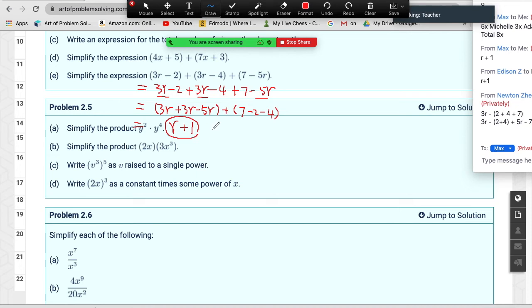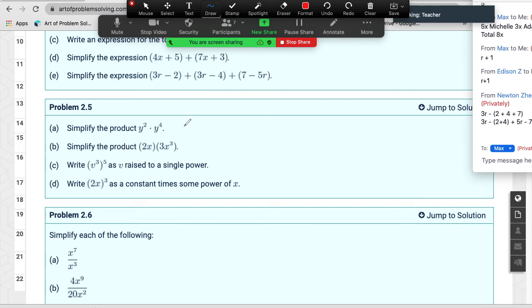Okay? Then you need to double check your answer. Why you dropped the 3r? The first term you have 3r here. The second one you have another 3r. Okay? So correct answer is r plus 1.